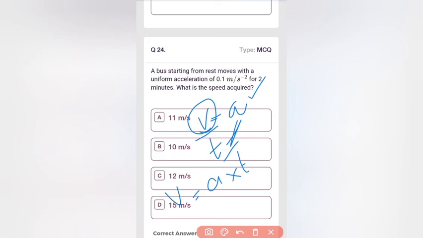So here it is 0.1 meter per second square into time. So what is the time? It is 2 minutes. 2 minutes we need to convert to seconds, 2 into 60. So if we multiply 60 into 0.1, we'll be getting 6. 6 into 2 is 12. So 12 meter per second is going to be the speed.